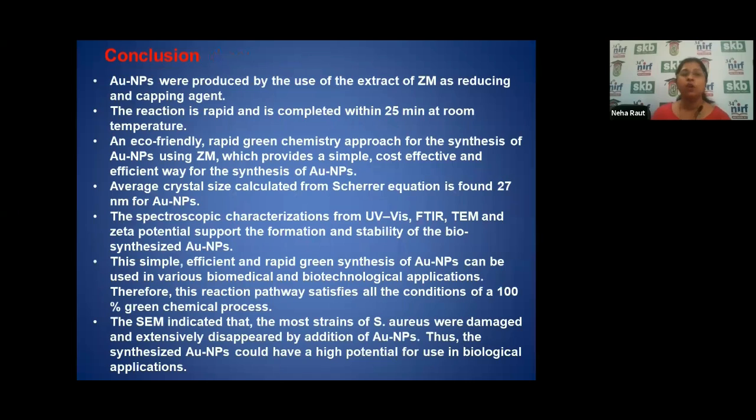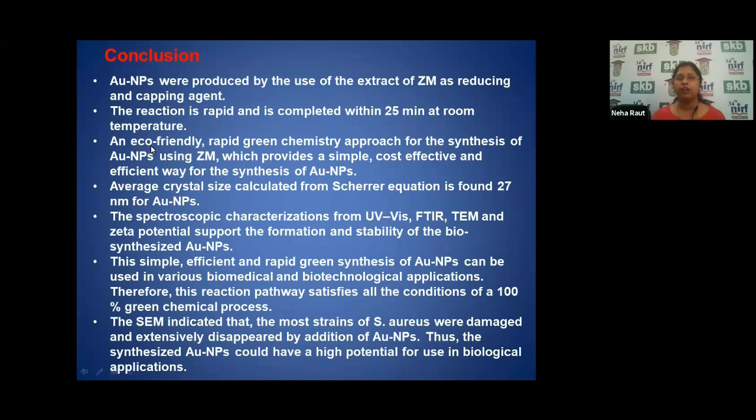So these are all the results and discussion. What we have concluded from this paper is that gold nanoparticles were produced by the use of the extract of Ziziphus mauritiana as a reducing and capping agent. The reaction is rapid and is completed within 25 minutes at room temperature. So it is environment friendly as well as taking very little time.